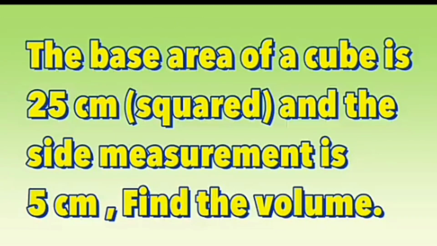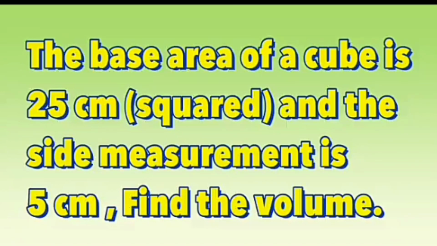Okay, number 2 problem. The base area of a cube is 25 square centimeters and the side measurement is 5 centimeters. Find the volume. In this problem, the base area of a cube is given. So we have the same formula that we're going to use. Volume equals s to the third power, and this time we're going to split the s cubed into s squared times s, because the area of the base is given.